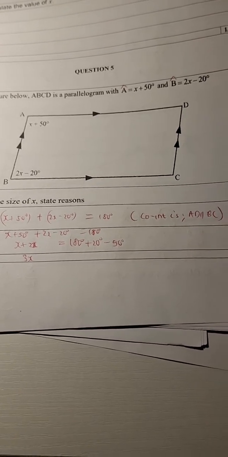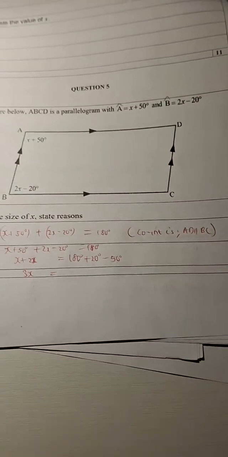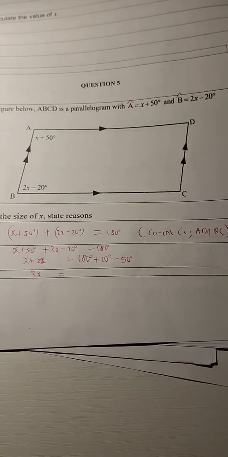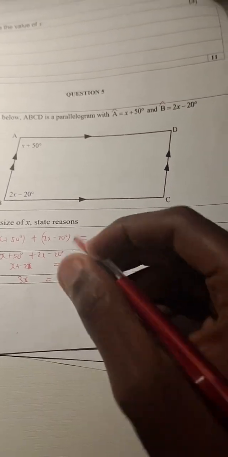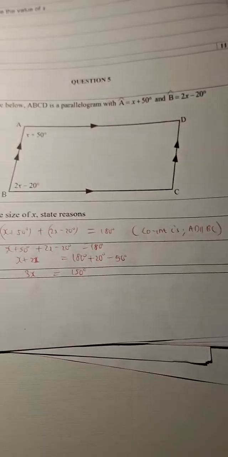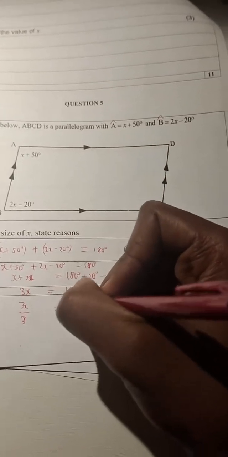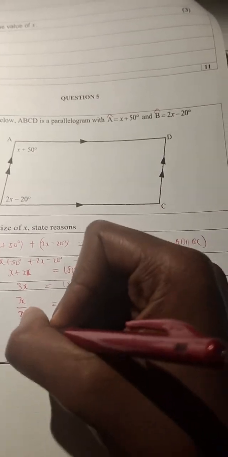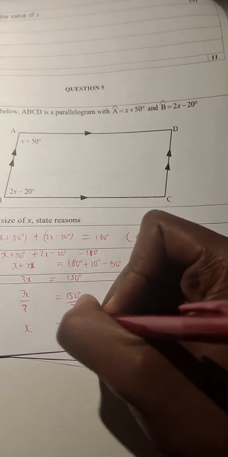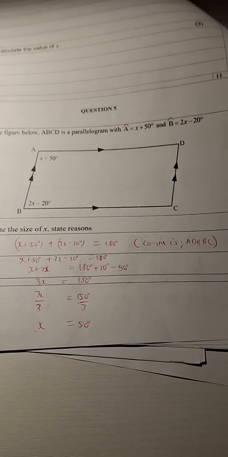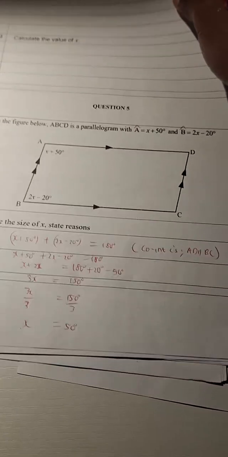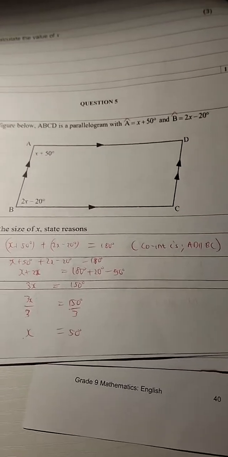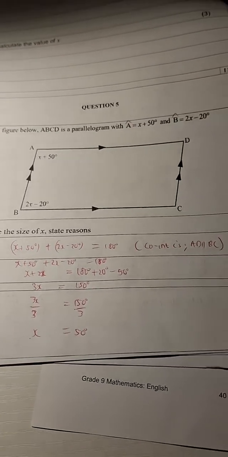If you do that, even in grade 10, if you are planning to do pure maths in grade 10, you will be fine. 180 plus 20 is 200. Minus 50, we get 150. Then from there, we divide both sides by 3. X is equal to 50 degrees. All right, there it is. How beautiful is that calculation that we have just done.